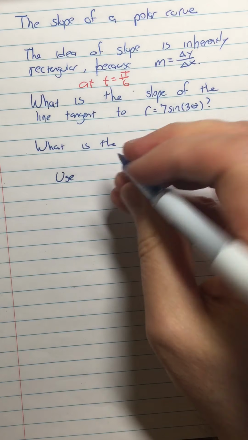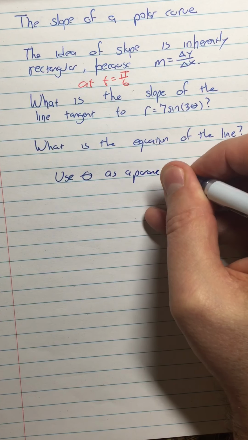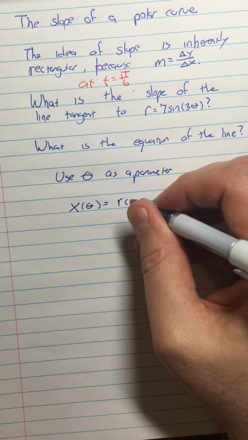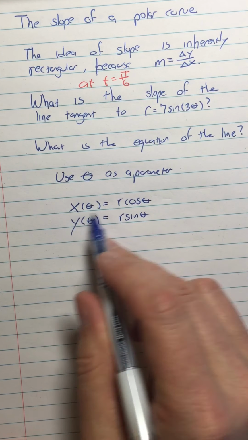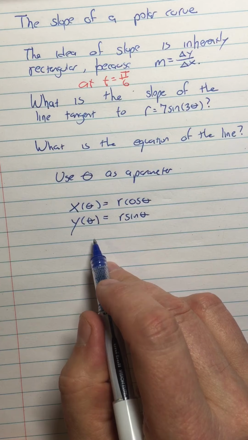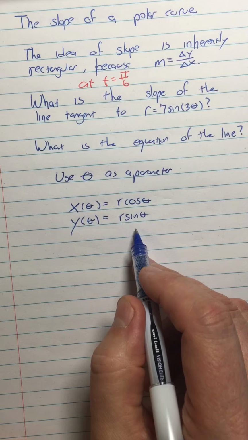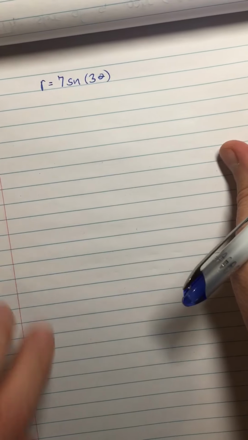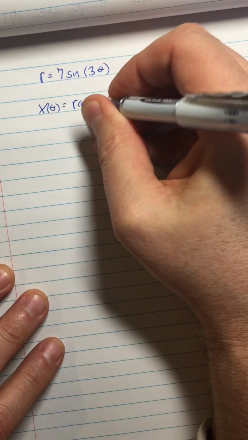So what you do is you use theta as a parameter, and we already know that x of theta is equal to r cosine theta, and y of theta is equal to r sine theta. So we can already parameterize x and y in terms of theta. Two functions, x and y, both depending on theta. But they also depend on r, so we're going to fix that up. All right, so we look at our function. We have r equals 7 sine of 3 theta. So we're going to create a parametrization since x of theta equals r cosine theta.